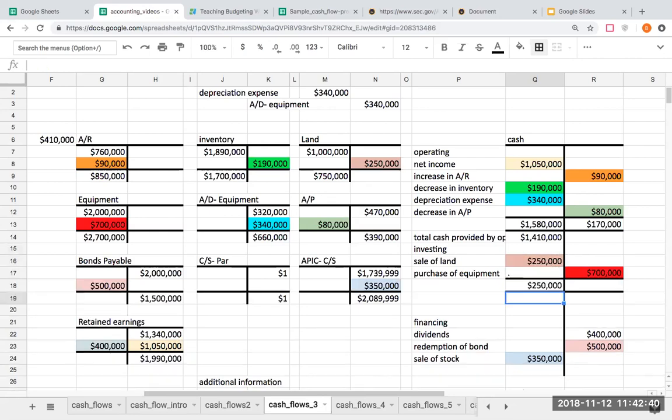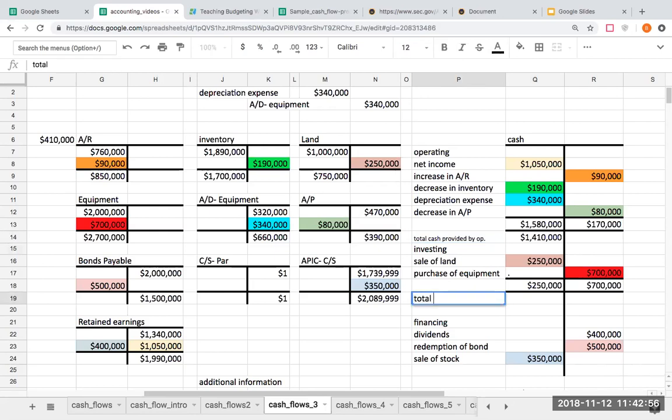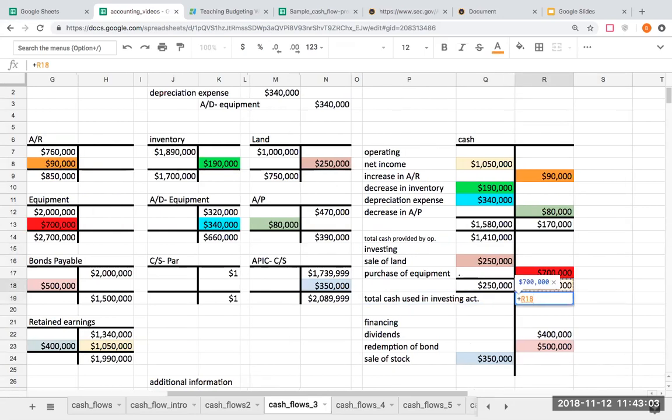And I had here 250 of a debit from my sale of land, plus my purchase of equipment for 700,000. So this is going to be my total cash used in investing, or 700,000 minus 250, or 450,000. Remember, if my credits outweigh my debits in the particular section, it's going to be used in, not provided by. So if the cash is a debit for the section, it's going to be provided by. If it's a credit, it will be used in.